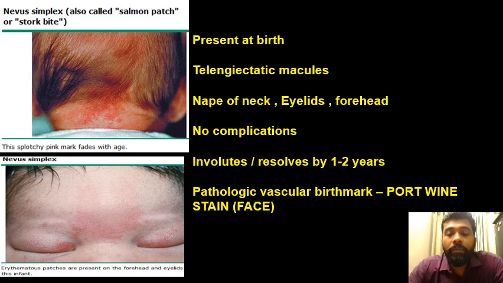And don't be confused with the term port wine stain, which is also seen over the face and is almost similar in color, but that is pathological. Nevus simplex, also known as salmon patch, stork bite, or angel kisses, is benign and fades away on its own. They are telangiectatic macules requiring no treatment. Parents can be reassured.